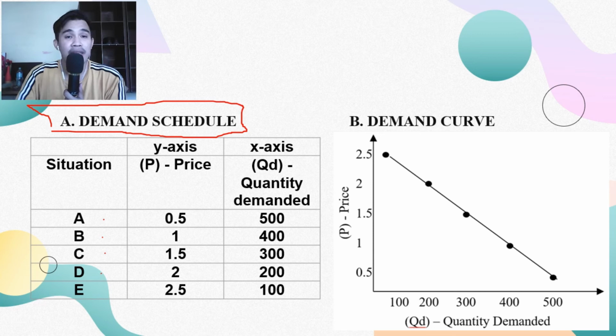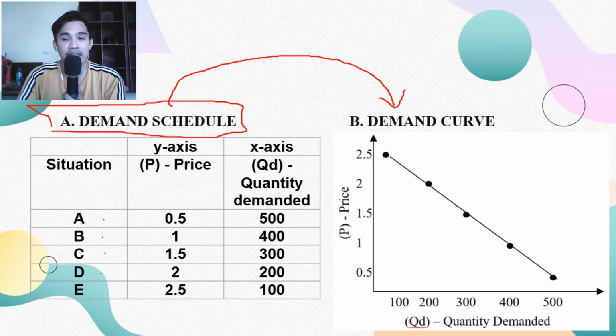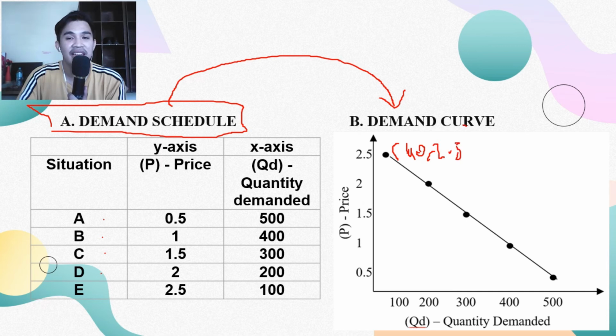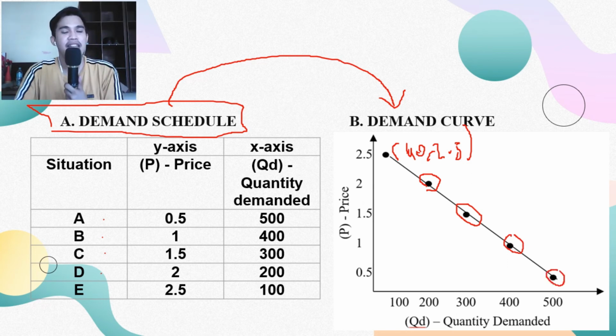Next step, after we analyze our demand schedule, we are going to graph our demand curve. Do not forget that our QD should be on the x-axis and our price should be on the y-axis. So you're going to plot them. For example, this is 100 and 2.5, that point. This one is 200 and 2, this is 300 and 1.5, this is 400 and 1, and this is 500 and 0.5. I believe you already know how to graph it because it is very easy.